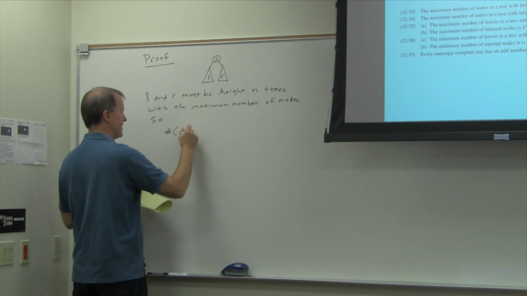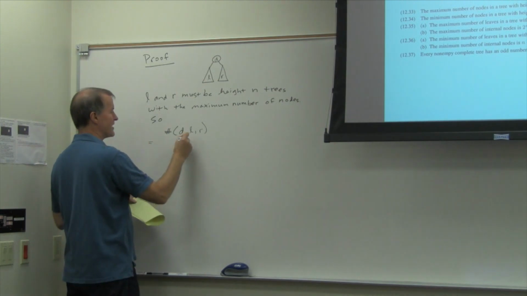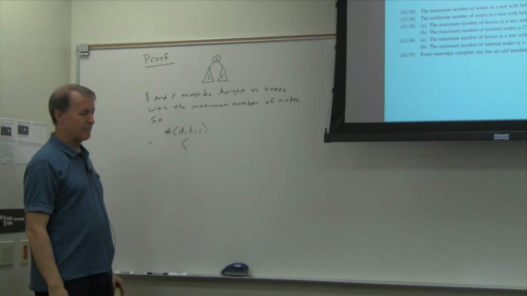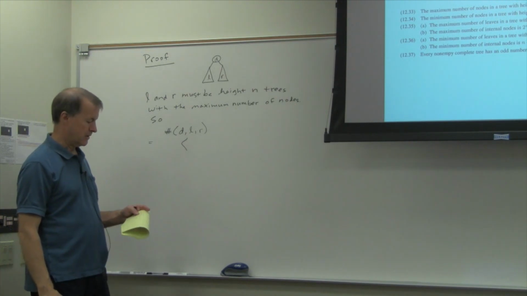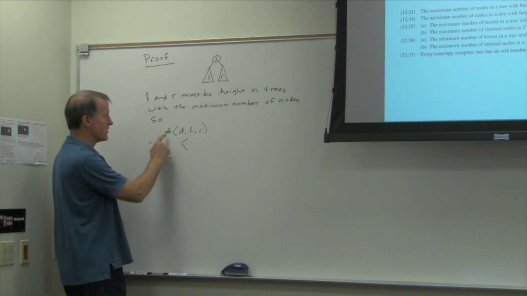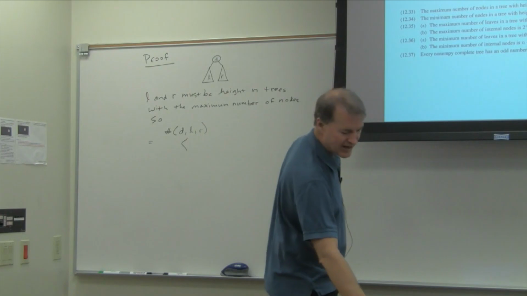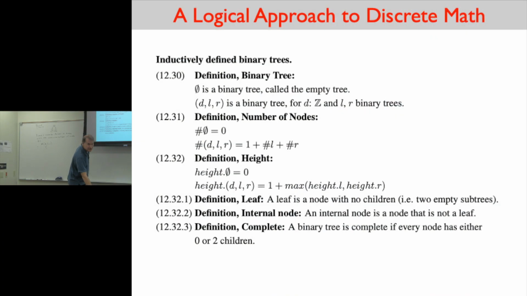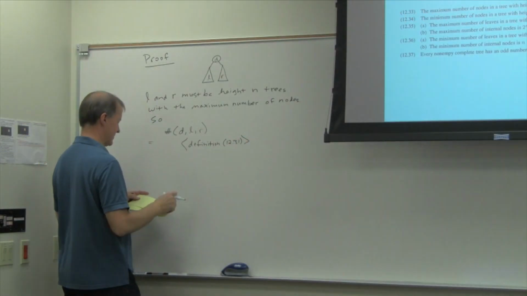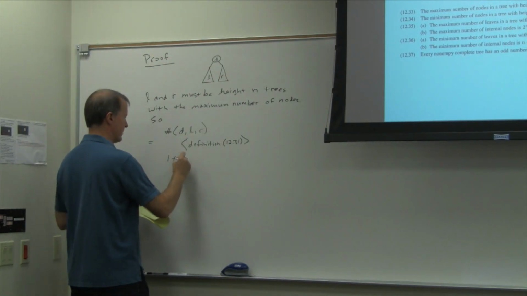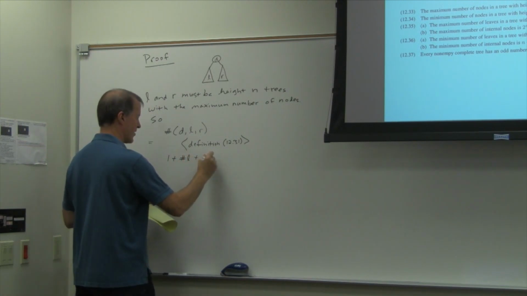So pound D, L, R equals, now, what do we know? Now we know two height n trees, so it's going to be equal to... what definition do we quote? The inductive hypothesis. No. What is pound DLR by definition? Oh, sorry, it is 1 plus. By which theorem, by which definition? 12.31. Are you with me? By definition 12.31, what does that say it is? 1 plus pound L plus pound R, right?